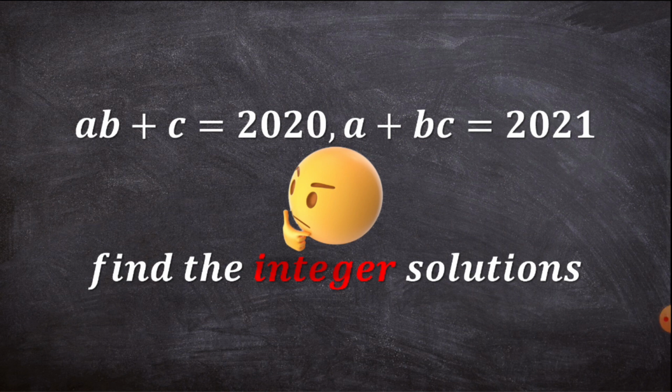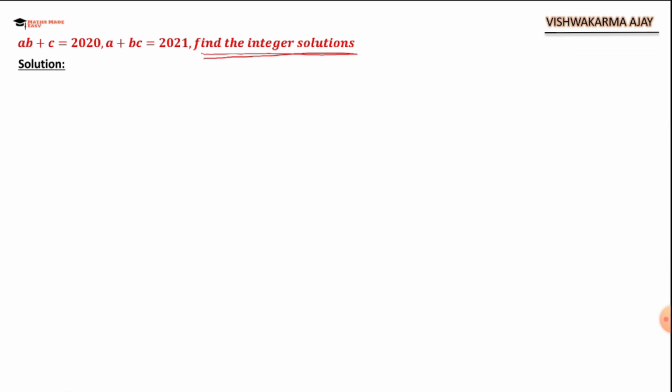In today's video, we are going to solve an interesting question featuring factorization. AB plus C is equal to 2020, A plus BC is equal to 2021. Find the integer solution. Basically, we have to find the numbers which are whole numbers or numbers with a negative sign, but not a decimal or a fraction. So it could be 5, minus 5, 7, minus 7, minus 8, but not 7.8 or minus 7.8. Just an example.